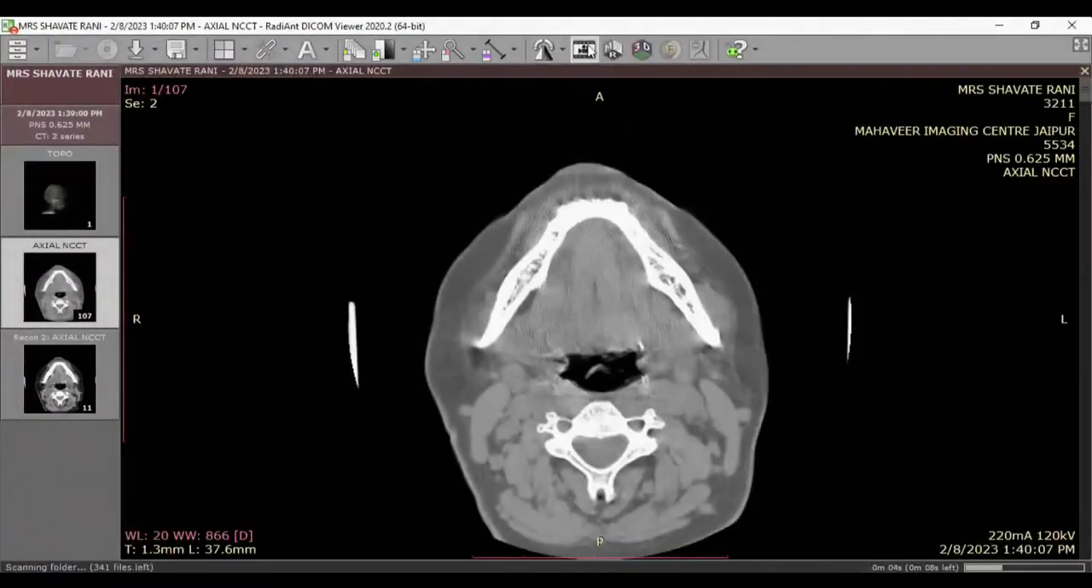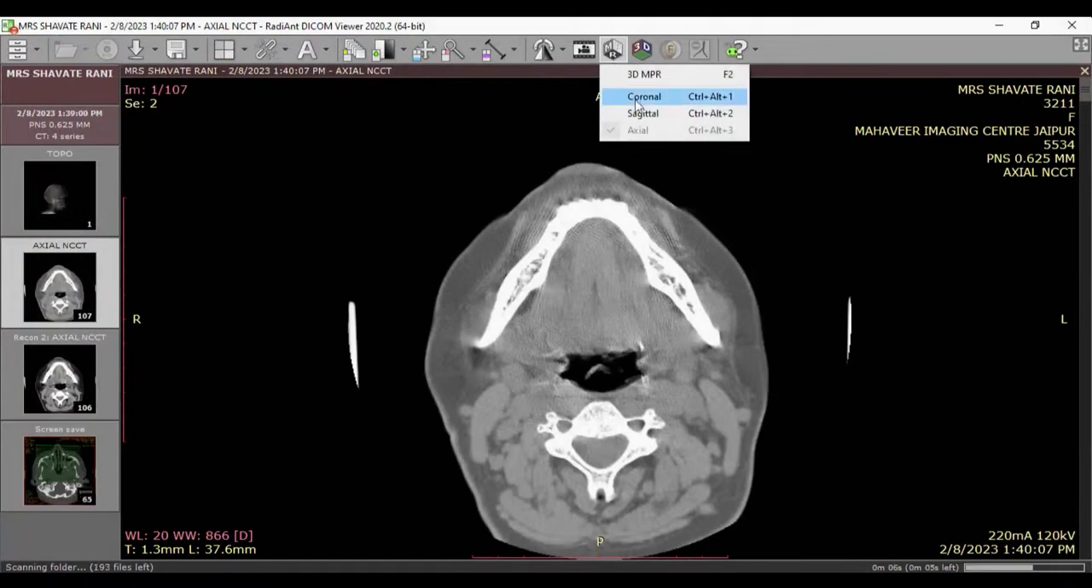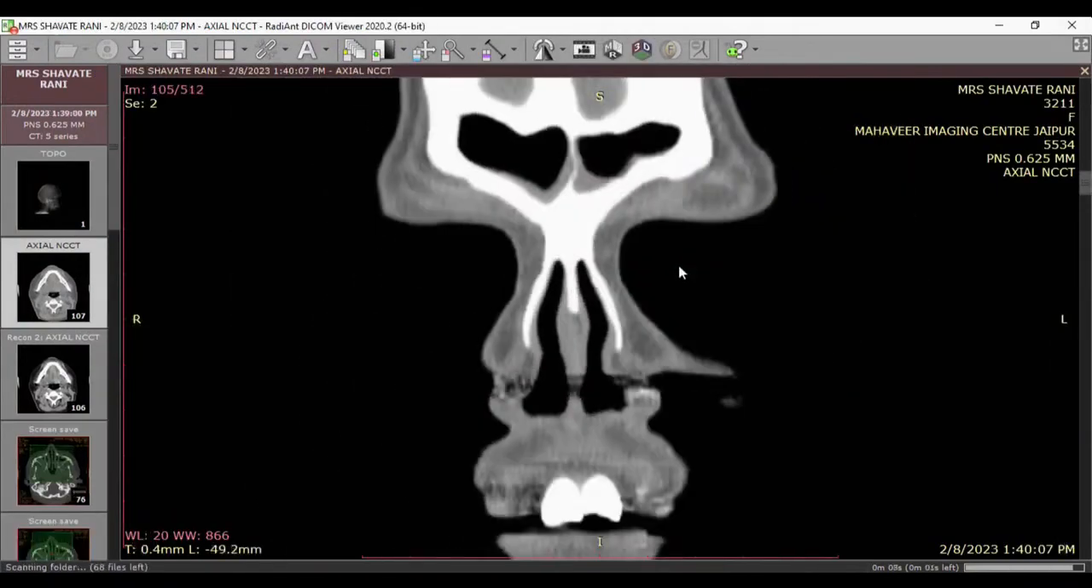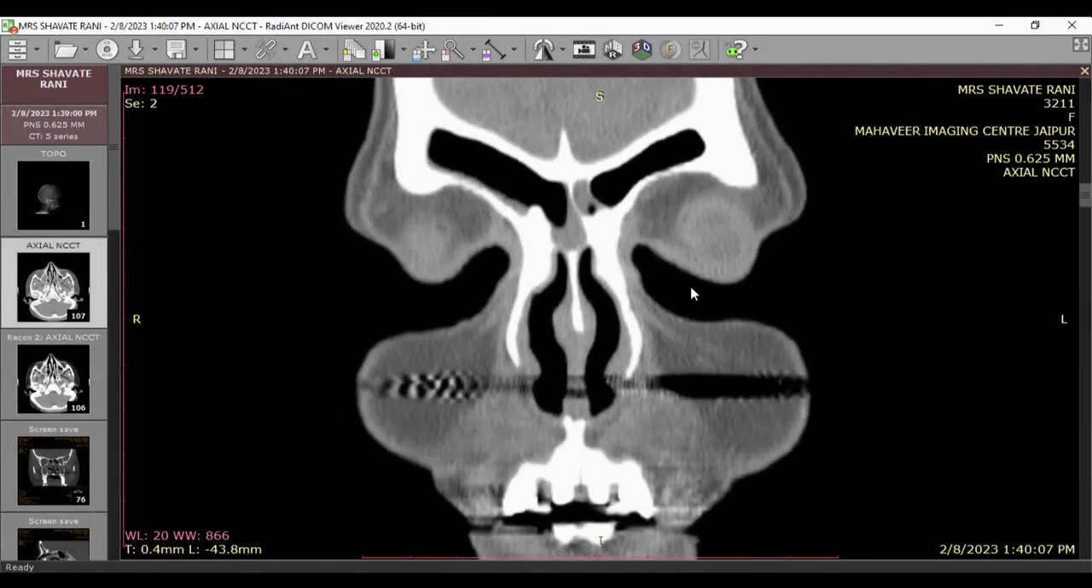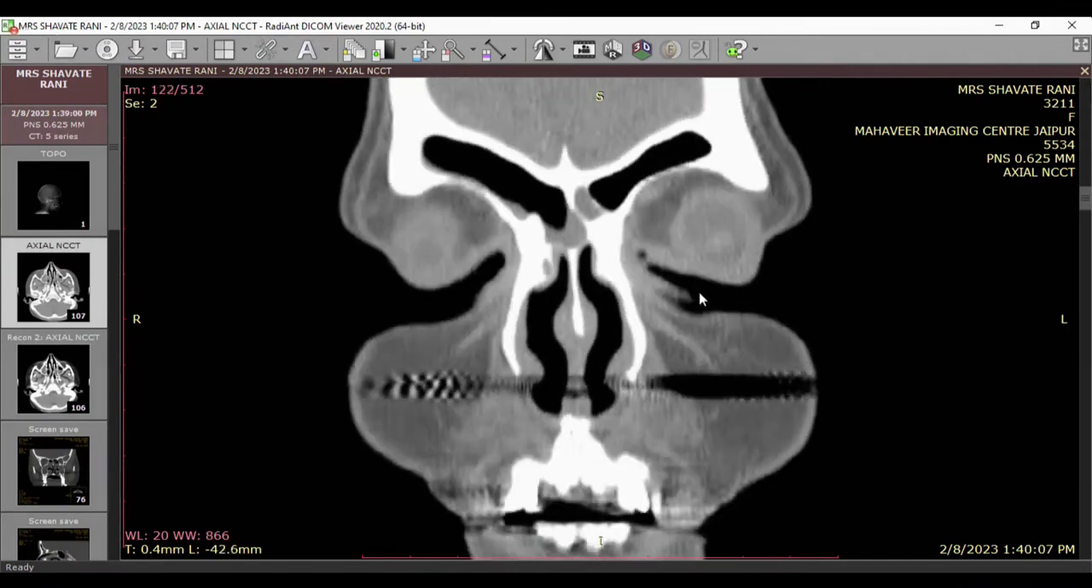Another example. Another example of a supraorbital cell. See this, frontal sinus draining.